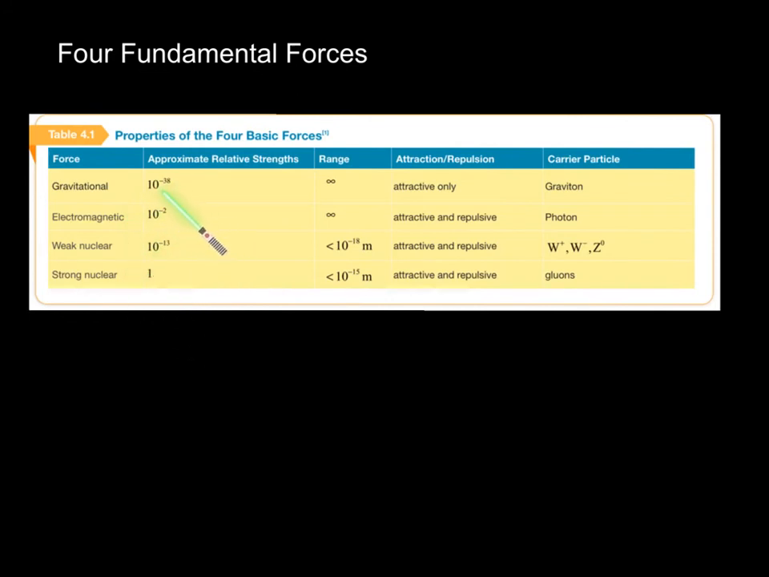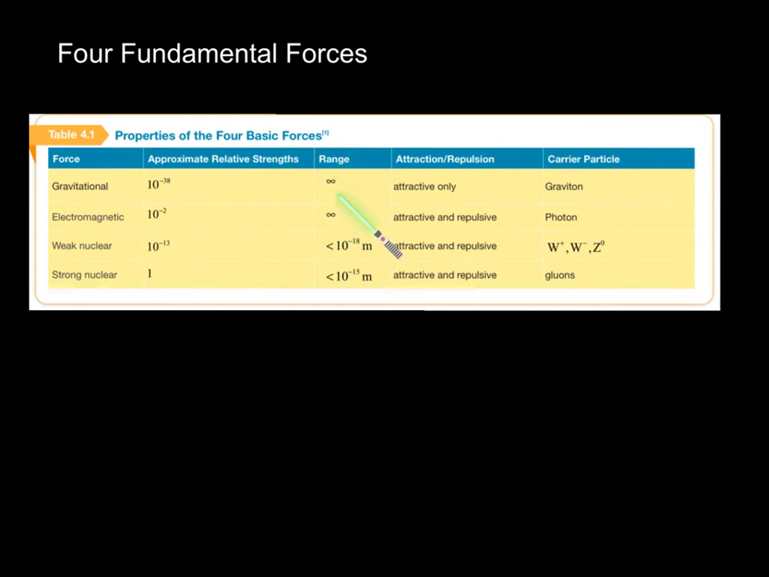However, its approximate relative strength is 10 to the negative 38. That means it's 38 orders of magnitude weaker than our strongest force, the strong nuclear force. The electromagnetic force is about 100 times weaker. The weak nuclear force is 10 to the negative 13. So if we were putting these in order from weakest to strongest, these 2 would actually be reversed.